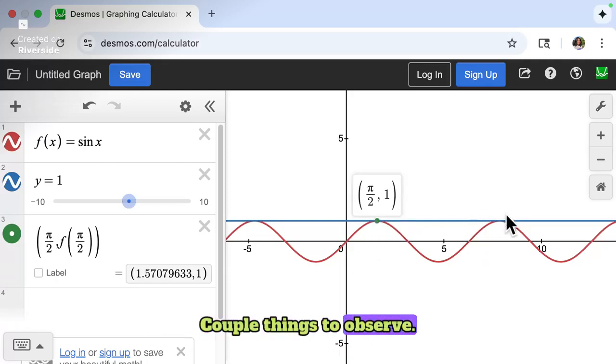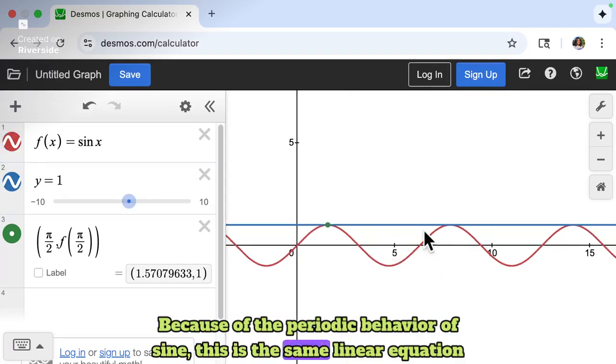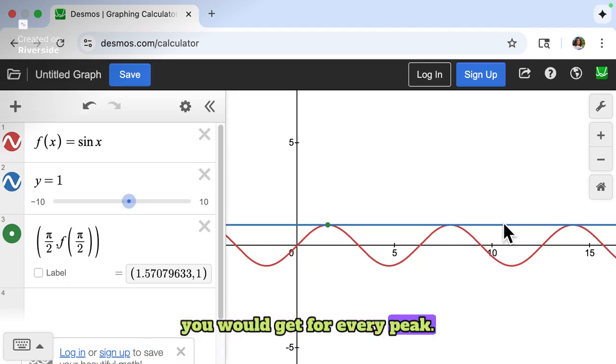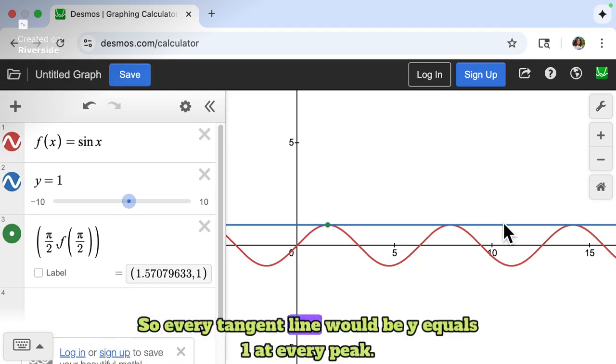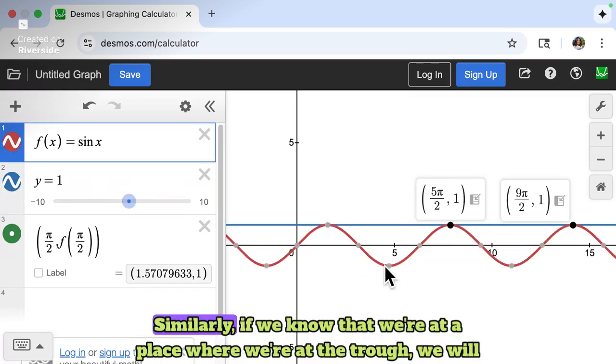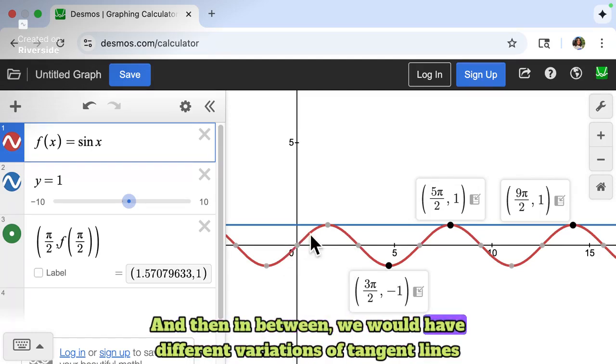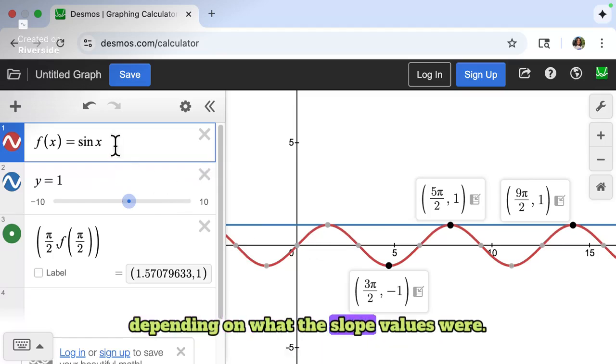A couple of things to observe. Because of the periodic behavior of sine, this is the same linear equation you would get for every peak. So every tangent line would be y equals 1 at every peak, and that's interesting. Similarly, if we're at a trough, we will have a tangent line that's y equals negative 1. And then in between, we would have different variations of tangent lines depending on what the slope values were.